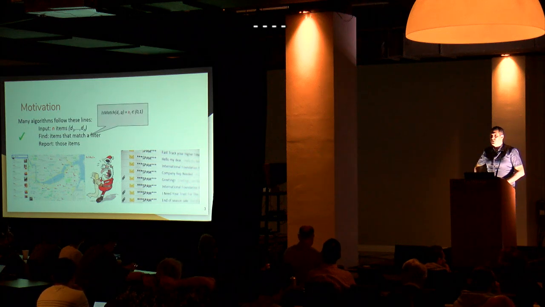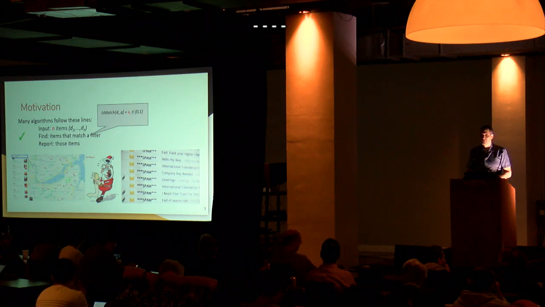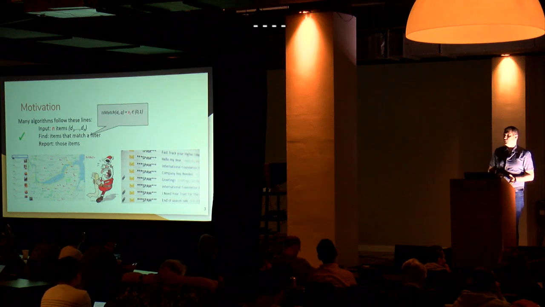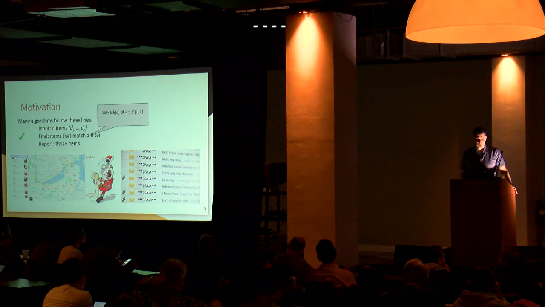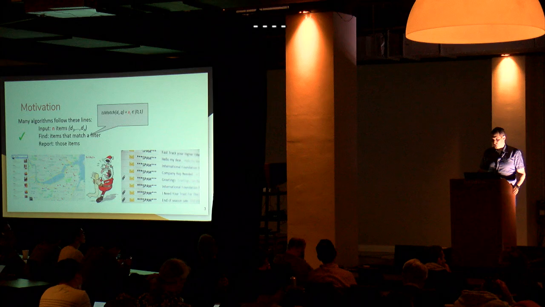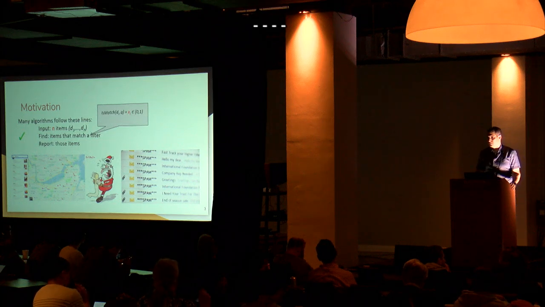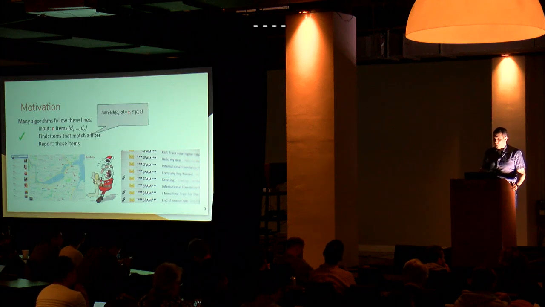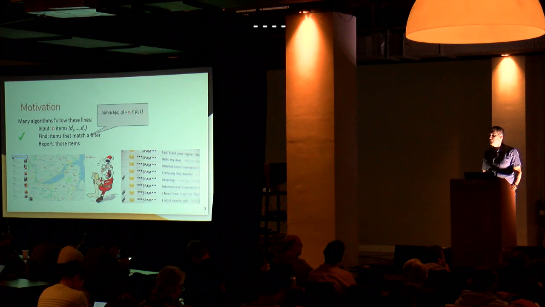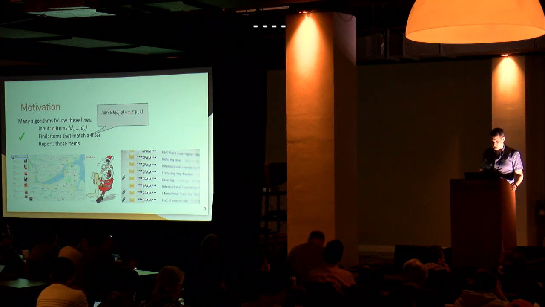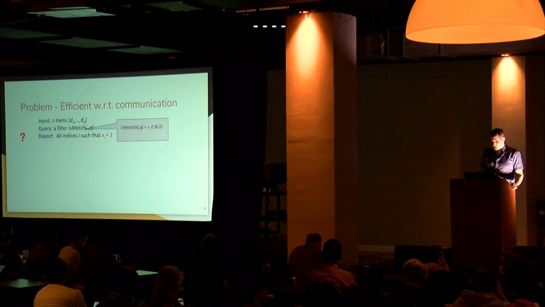In this talk, we are going to assume that there is some is-match functionality that can tell us if an input item is relevant or not, should be reported or not. It gets two parameters, di, the input item, and q, the query, and it returns xi, a binary: either one if the input item should be reported or zero if it should not. We are going to assume this exists. We are not going to consider this in our talk. Instead, we are going to focus on the last step: how to report these items efficiently, and efficiently, of course, with respect to communication. We don't want to report the entire database.